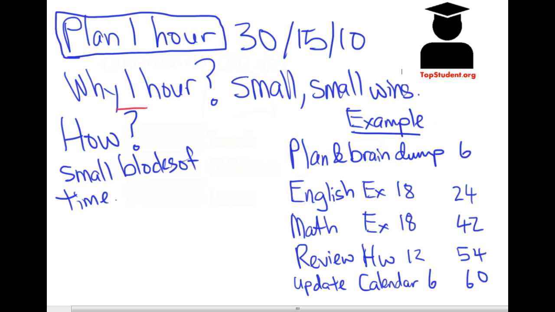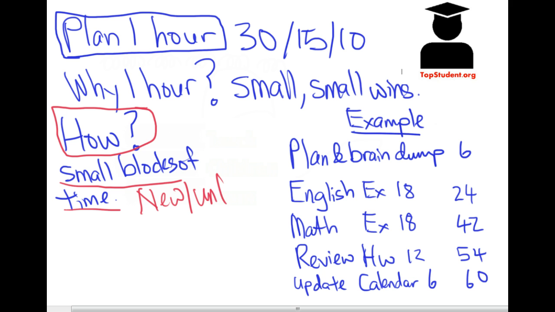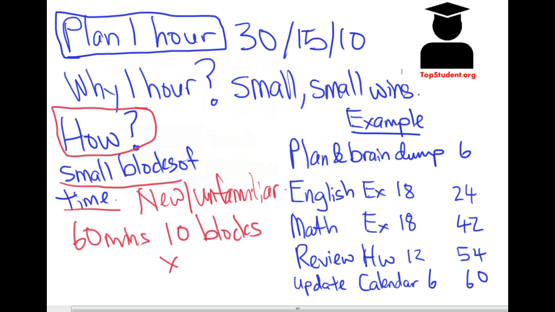So how do you actually do effective time management or planning for 1 hour? Well, the most important secret I can tell you is that you have to plan in small blocks of time. Small blocks, the smaller the better, especially if you're doing something new and if you're doing something unfamiliar. For example, in my own personal life, I usually break up my work into 60 minutes and I break it up into 10 blocks of time. So 10 blocks of 6 minutes each, and that adds together to 60 minutes. And this is an example of how you can do it.